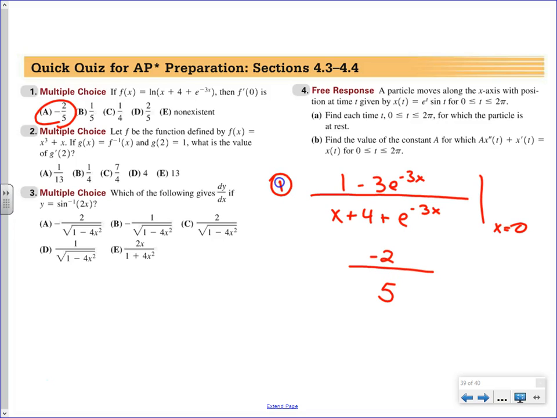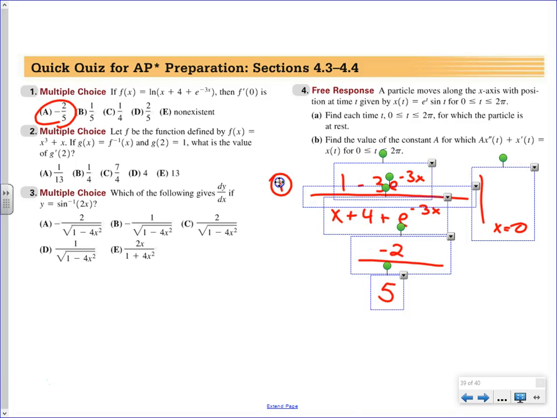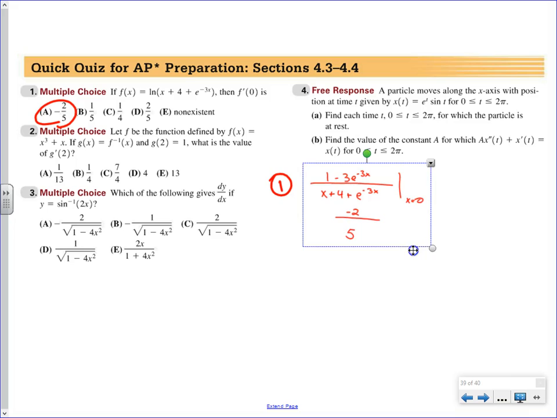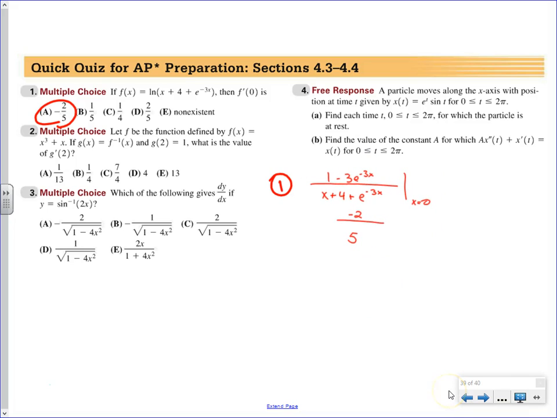Number 2. Okay, let's review. It's an inverse, right? So then for number 2 with the inverse, what is the derivative formula for an inverse?